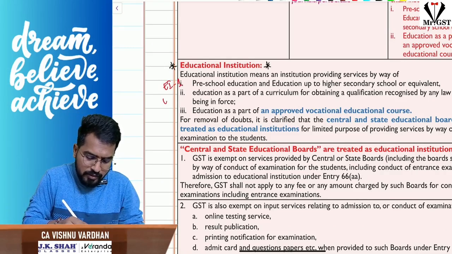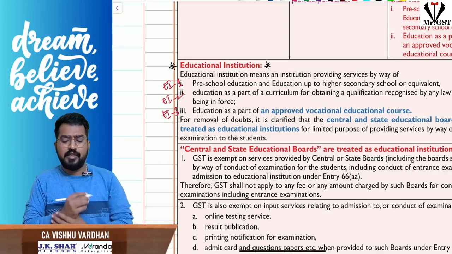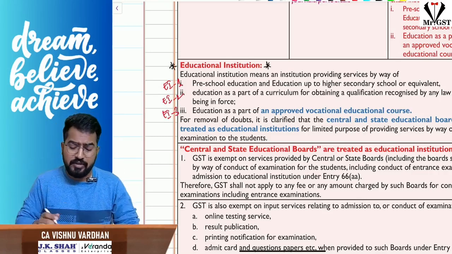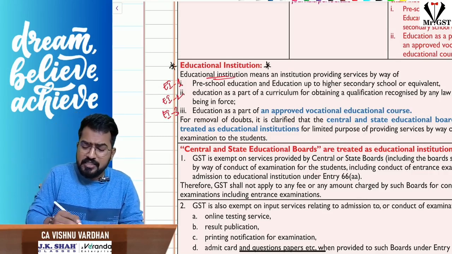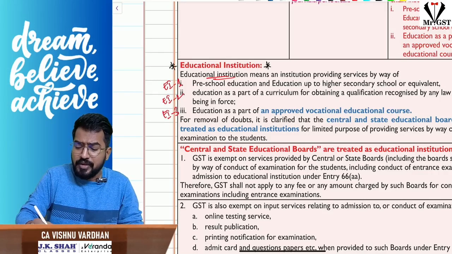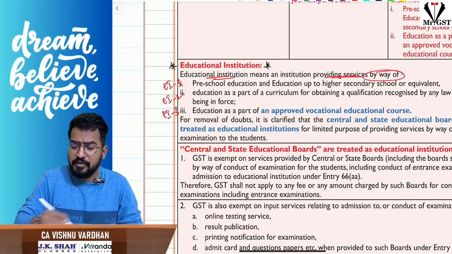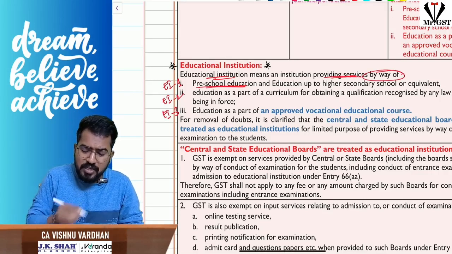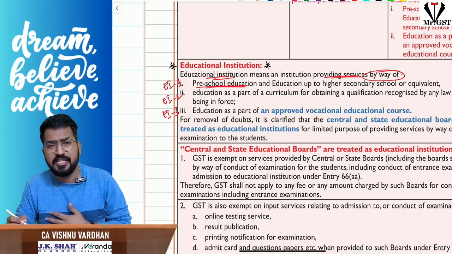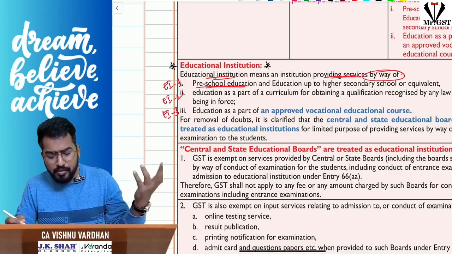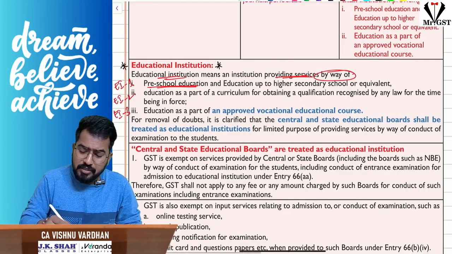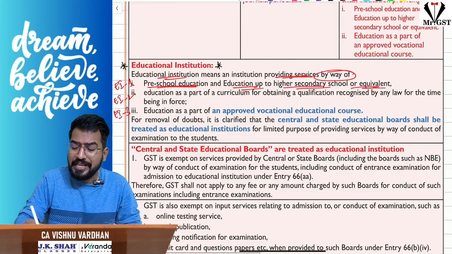EI1, EI2, EI3. Sir, what are these EI1, EI2, EI3? EI1 says, sir, you are called an educational institution if you are providing services by way of preschool education. Preschool education means, can it take play schools? Yes. Preschool, yes. And also education up to higher secondary school or equivalent.